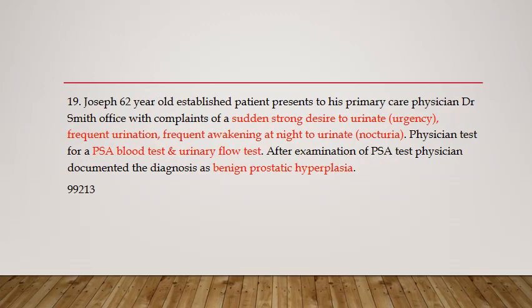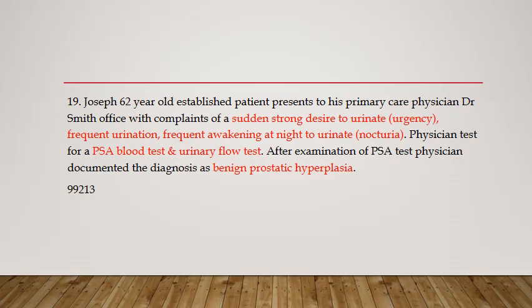Next question. Joseph, a 62-year-old established patient, presents to his primary care physician, Dr. Smith's office with complaint of a sudden strong desire to urinate, frequent urination, frequent awakening at night to urinate. Physician tests for a PSA blood test and urinary flow test. After examination of the tests, the physician documented the diagnosis as benign prostatic hyperplasia.